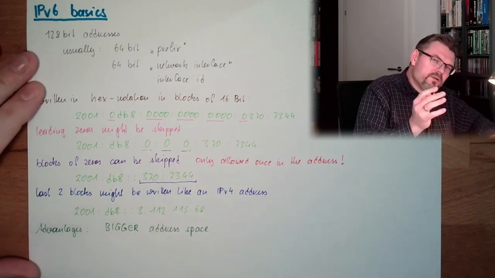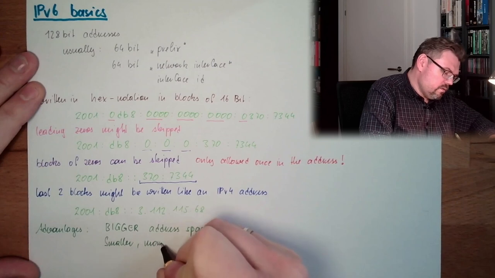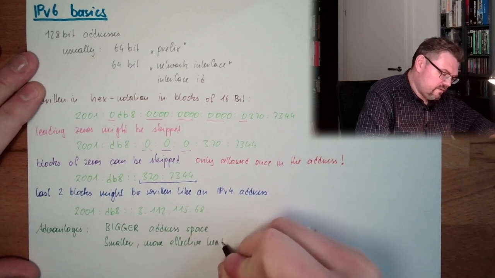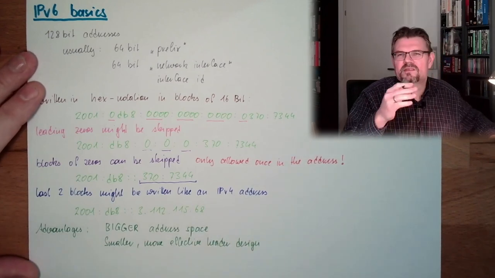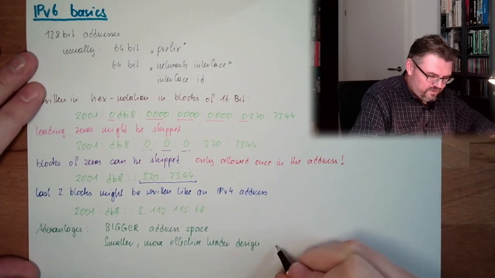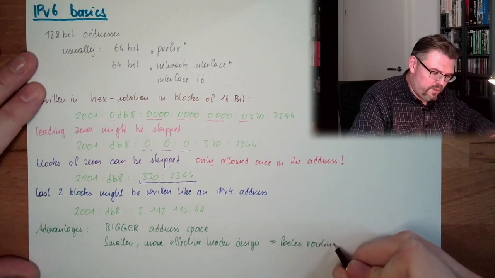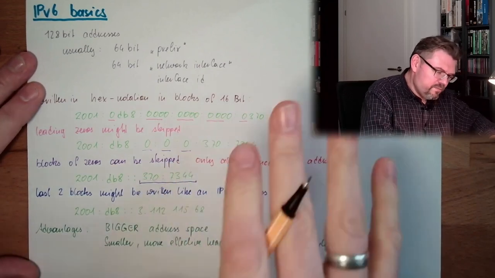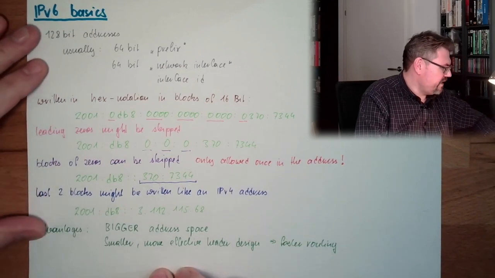Then, as we will talk about in the next video, we will have a smaller, more effective header design. Some things are simply skipped. There is no header checksum and so on. This makes it easier for the router, and it will face faster routing. We'll have a look at the IP version 6 header in the next videos, before which we talk about how this address is usually generated.